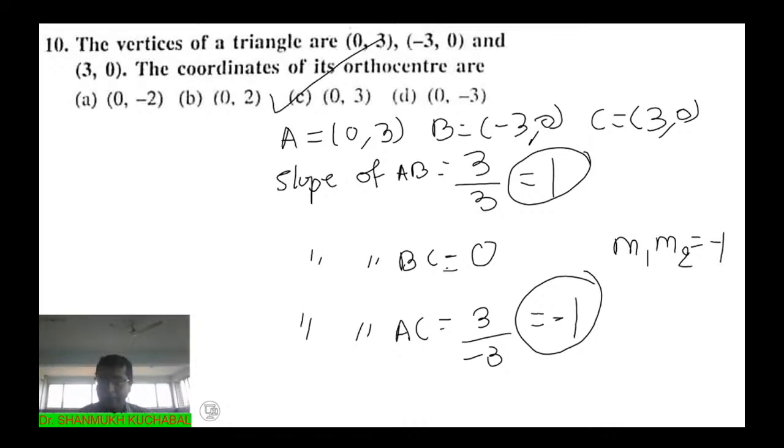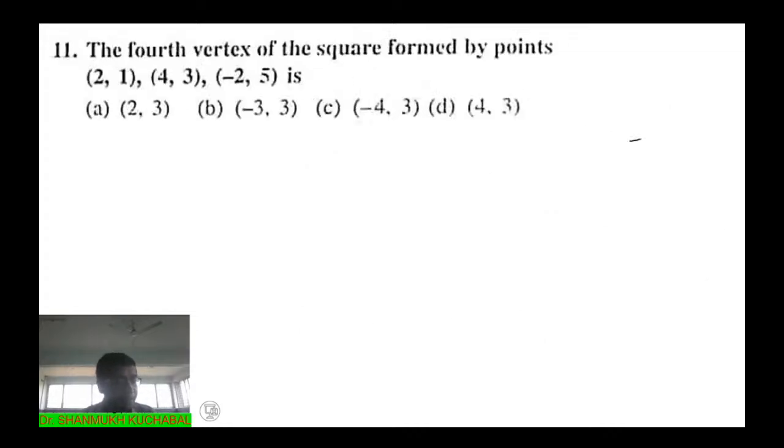Okay, yes, like this we have to calculate. The reason is that wherever it is, that is (0, 3). We get a relation that satisfies m1 m2 equal to -1. Therefore, it is right angled at the point A. That is the orthocenter. Right. We move to our next example.